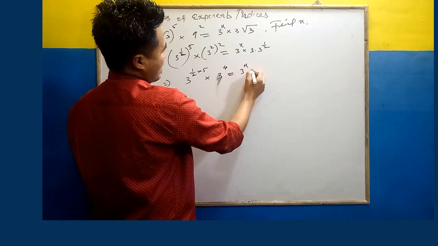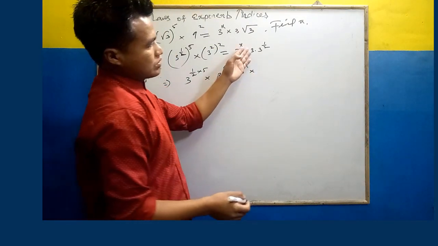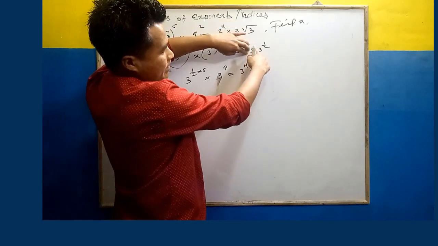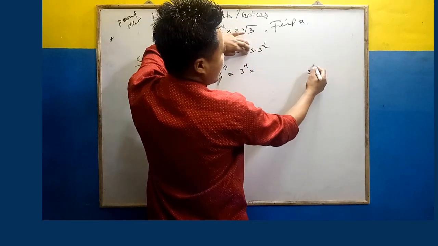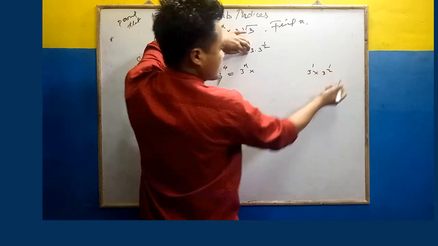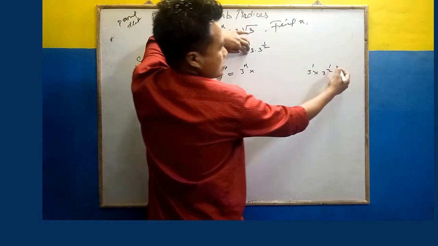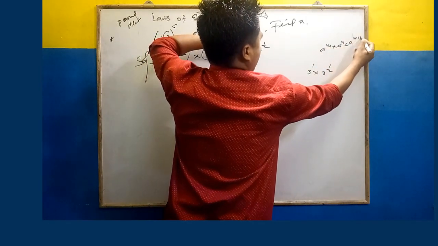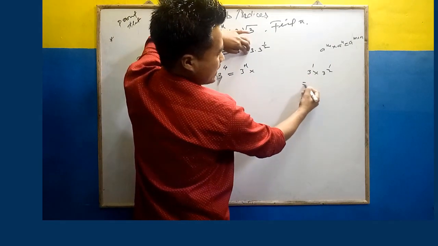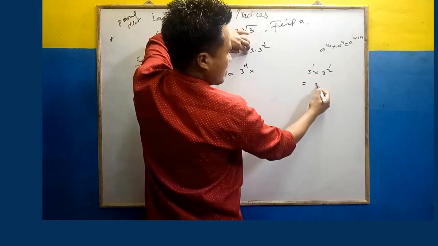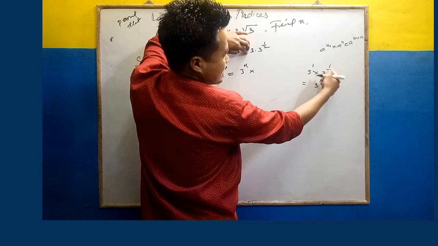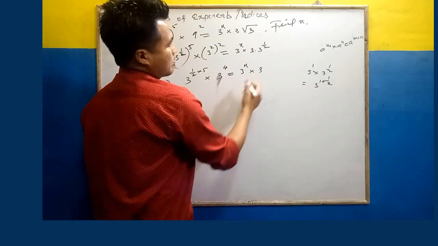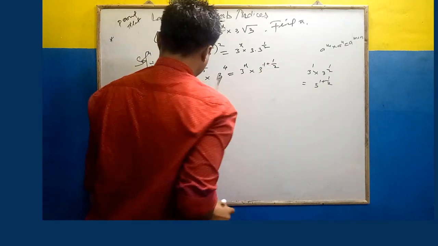Which is equal to 3 to the power x into, okay, here let us look at this. Since this dot is a multiply sign, you can write 3 to the power 1 into 3 to the power 1 by 2. So that means this is in the form of a to the power m into a to the power n, which is a to the power m plus n. So if we simplify this, it will be 3 to the power 1 plus 1 by 2.